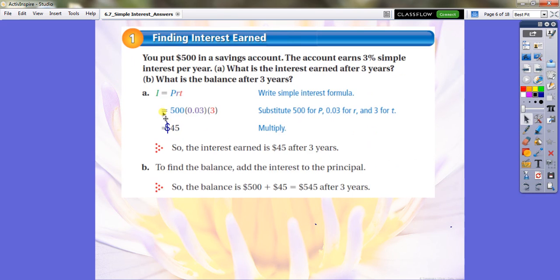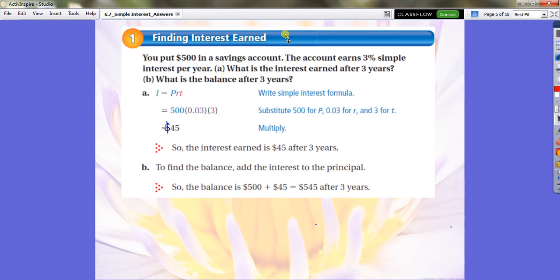So our first example is about just finding the interest earned and then the balance after a period of time. So you put $500 in a savings account. The account earns 3% simple interest per year. So first, what is the interest earned after 3 years? So I'm looking for interest I, which means I'm going to put in the information for the other 3 pieces. So principal is the money you start with, so $500. Rate, 3% turned into a decimal. Time is 3 because it's already in years, 3 years. You multiply these 3 numbers and you get $45. So that's the interest earned after 3 years, $45.